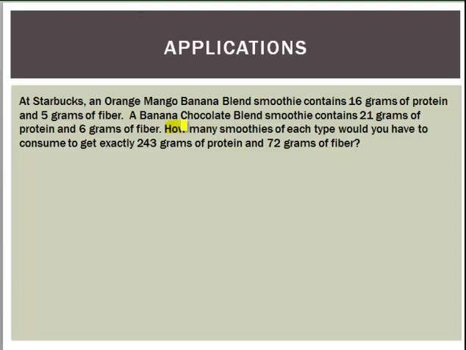The question says, how many smoothies of each type? Usually, not all the time, but usually the variables you define answer the question. So if it says how many smoothies, then we're going to say x equals the number of orange mango banana blend smoothies. Hope it's okay if I just abbreviate that. And y would be the number of, what's the other one? Banana chocolate blend smoothie.